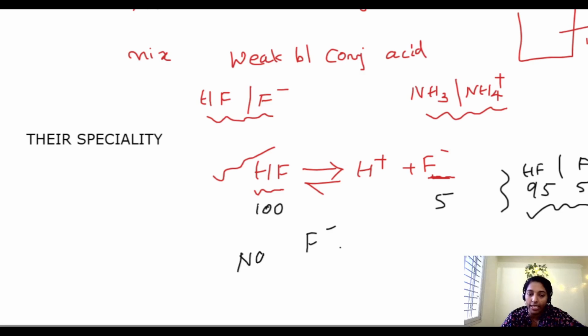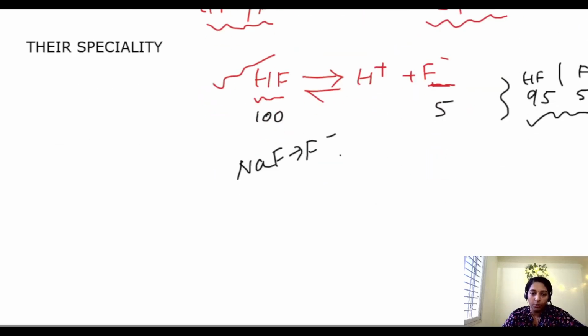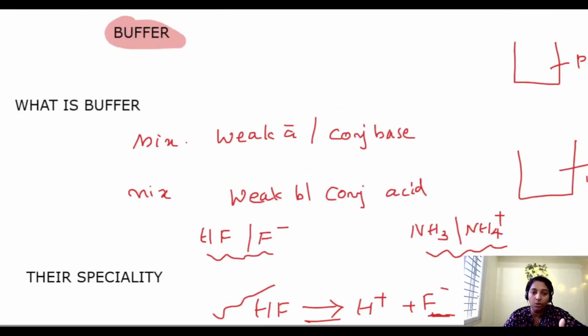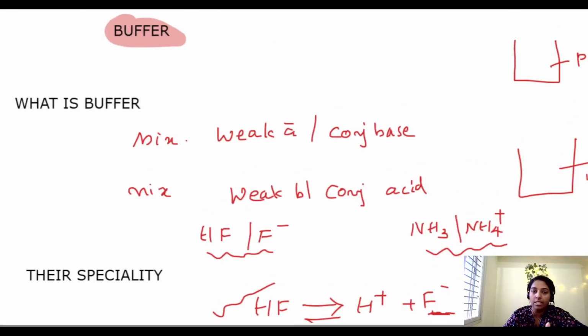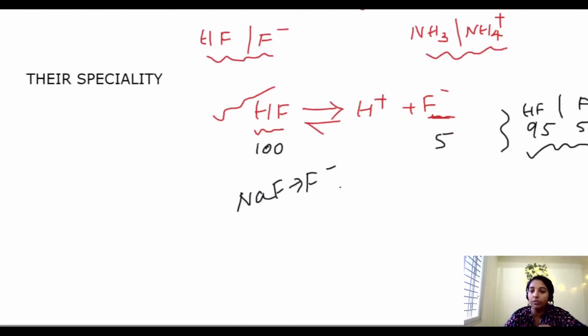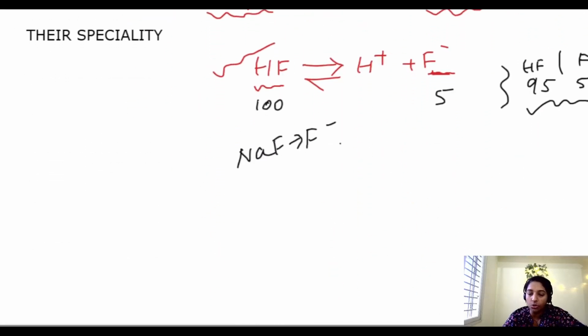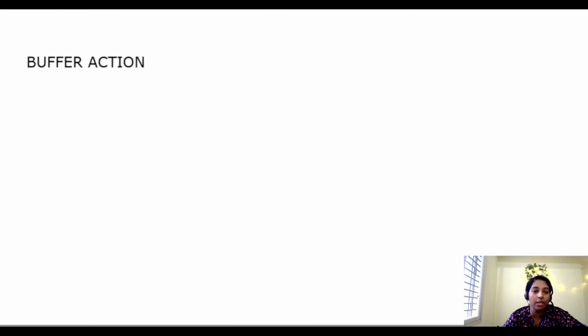Suppose you are taking some NaF. So NaF will give some F minus. That will contribute some F minus in the reaction mixture so that you can consider it a buffer. Okay, so I hope you understood. So that is the buffer thing. It's a mixture of a weak acid and its conjugate base, or a weak base and its conjugate acid. The specialty we also told is that they resist change in pH while you are adding acid and base.